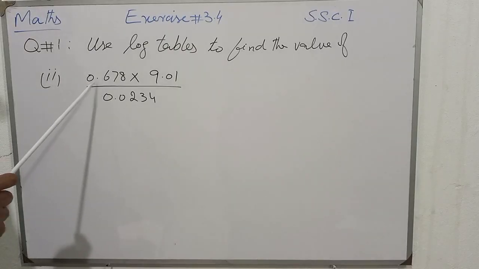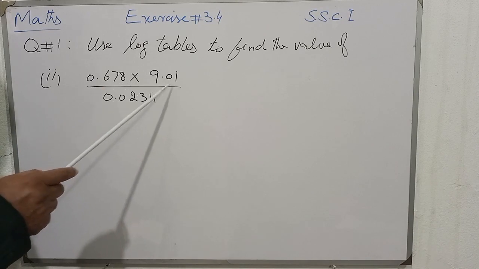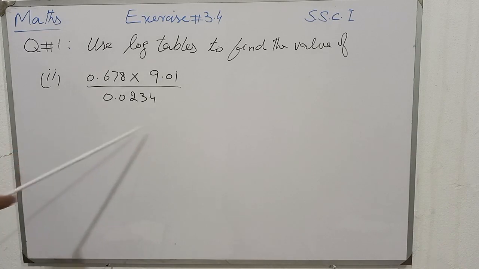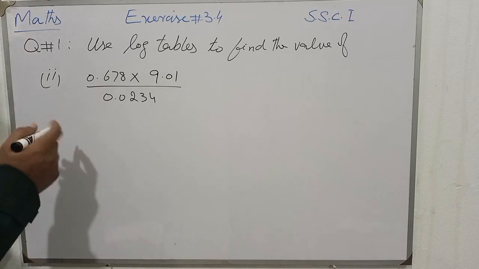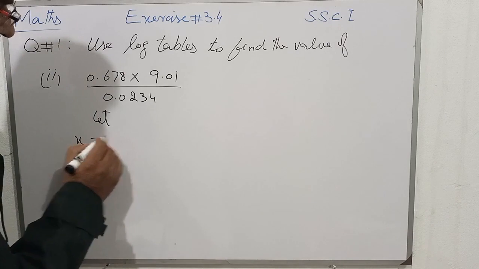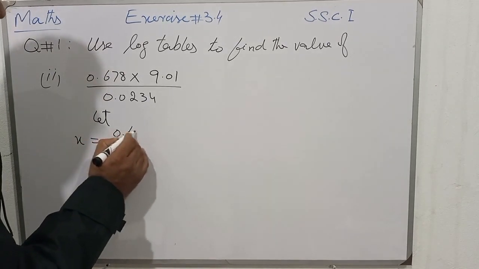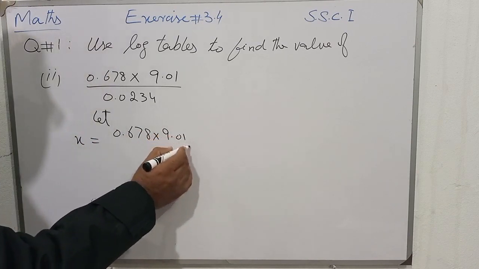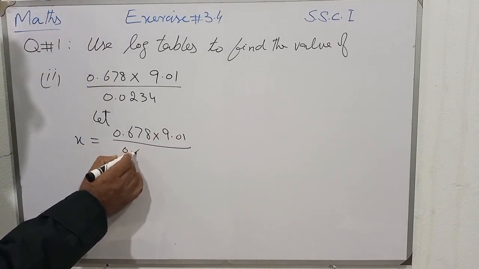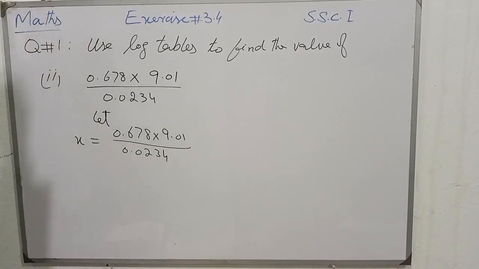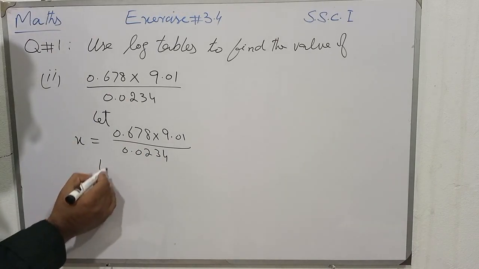Second part of question number 1 is 0.678 multiplied by 9.01 over 0.0234, and we have to evaluate it by using log table. So the first step is to suppose that this number is equal to x, so it is written as x is equal to 0.678 multiplied by 9.01 over 0.0234.